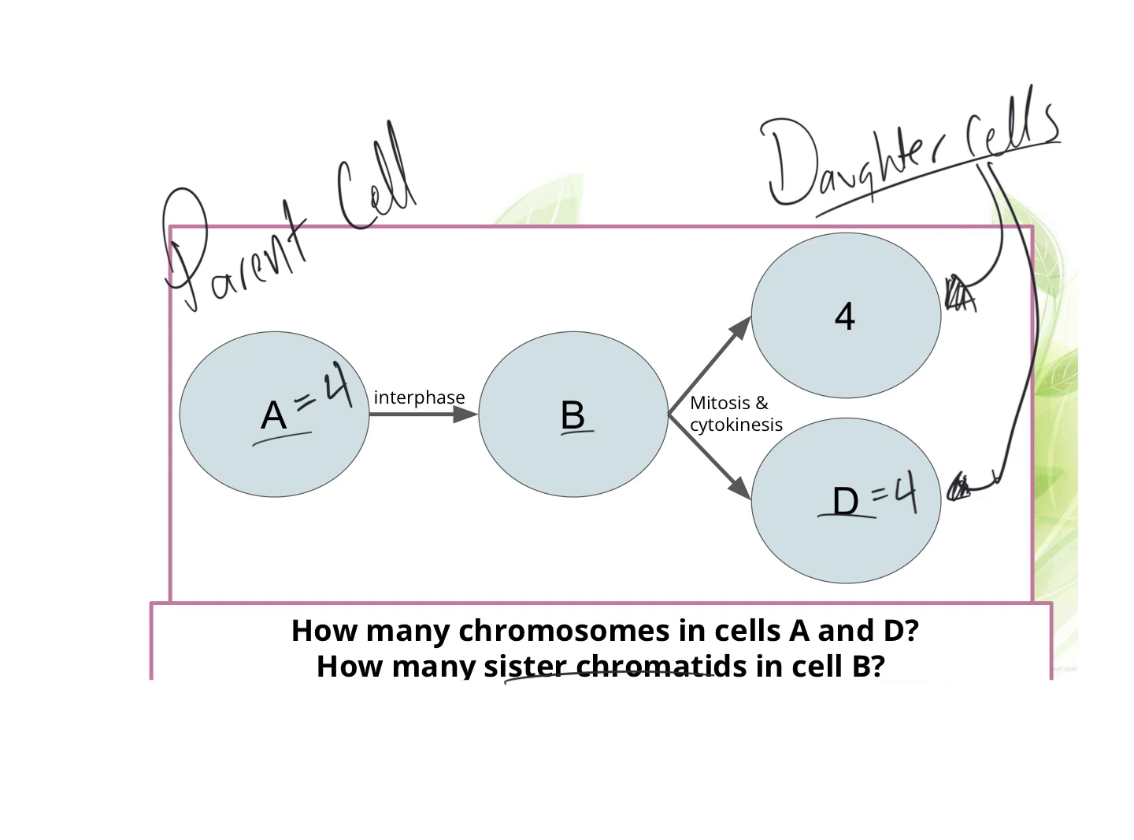And in the middle here, for cell B, after interphase, we're going to have double as many as we had before, so we're going to have 8 instead. And also just as a double check, that 8 is going to be split up into 4 and 4, so then our daughter cells have the same as our parent cell. For our answer, I will write in how many chromosomes in cells A and D? 4. How many sister chromatids in B? We got 8.